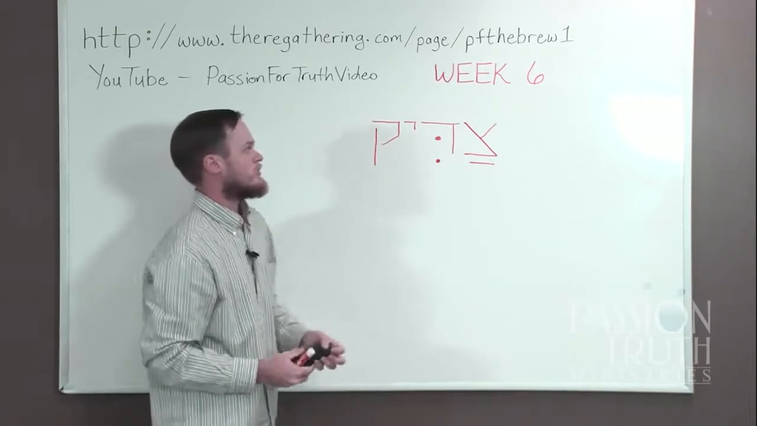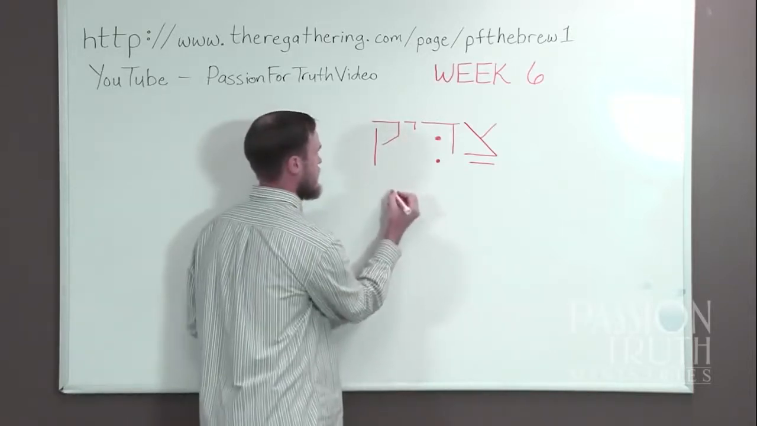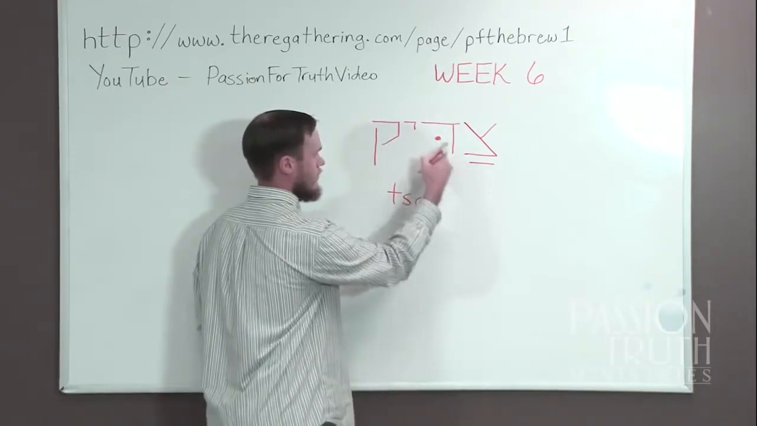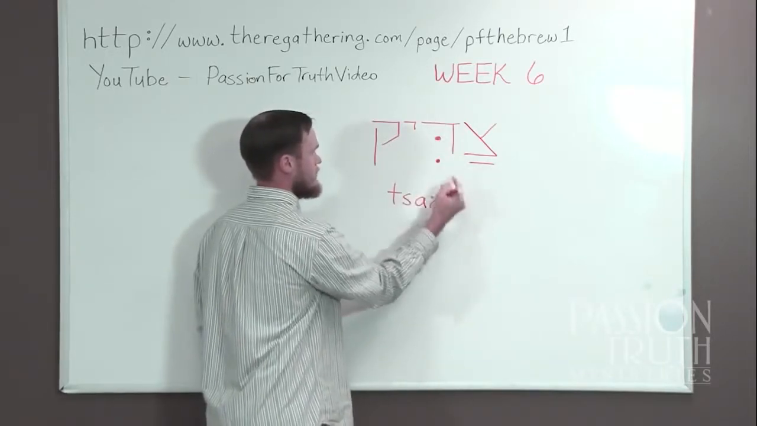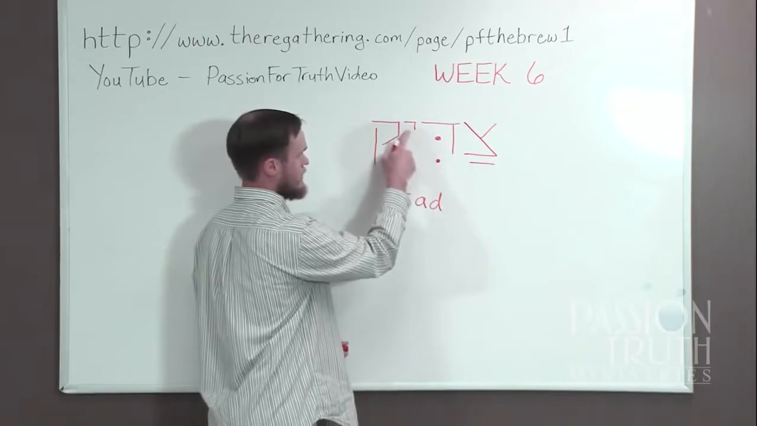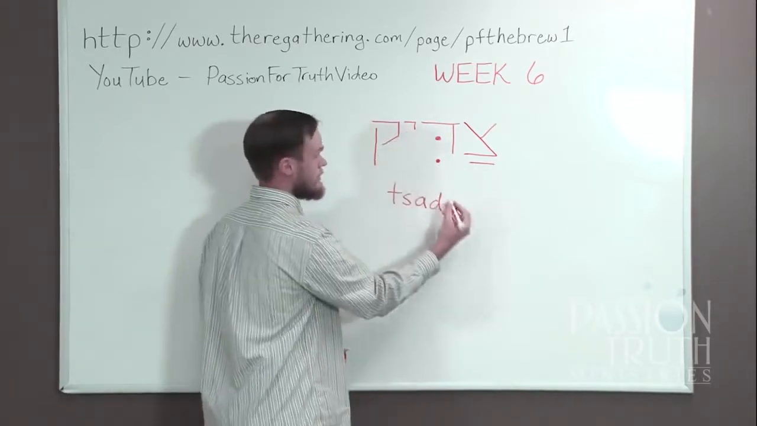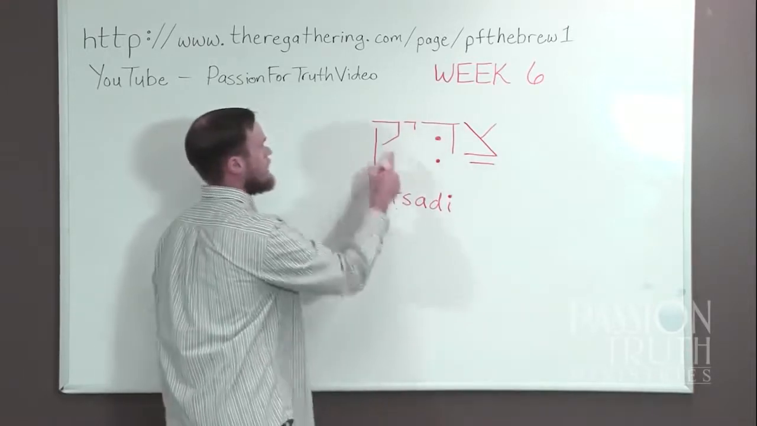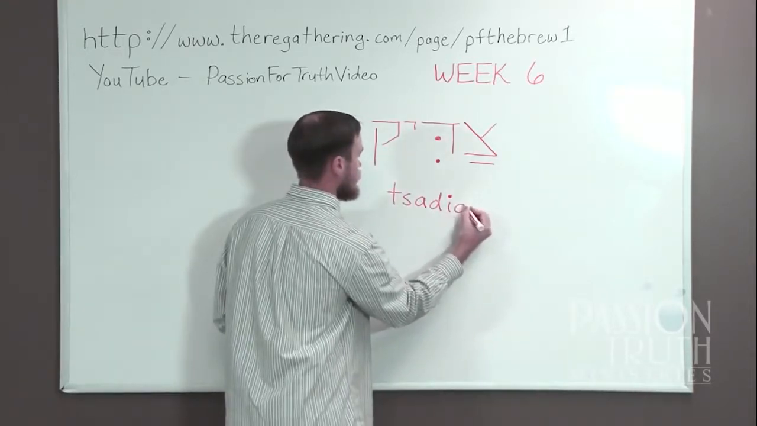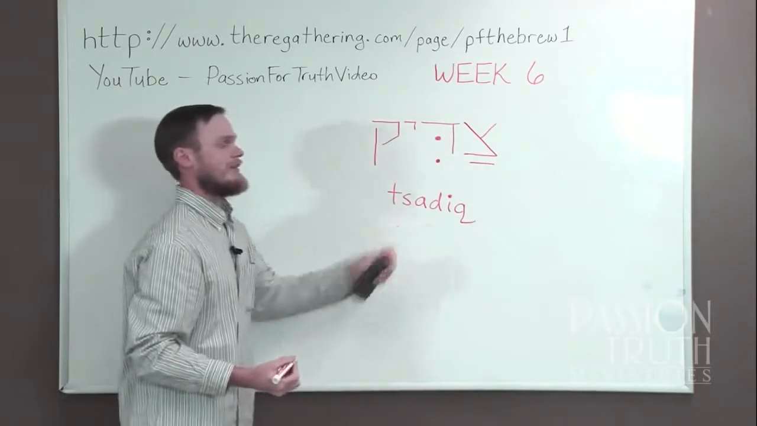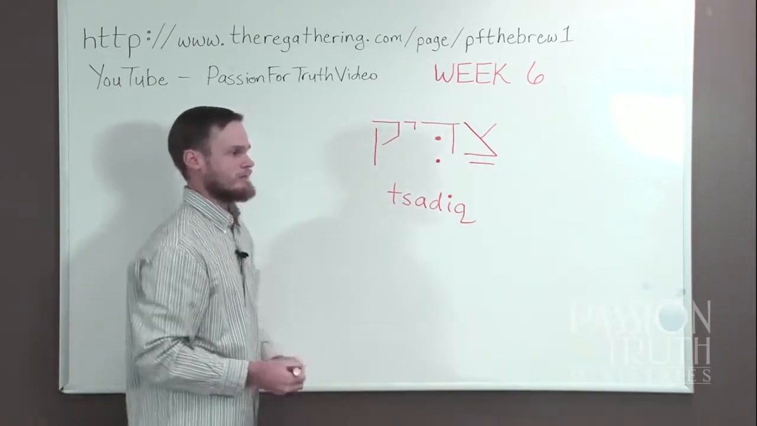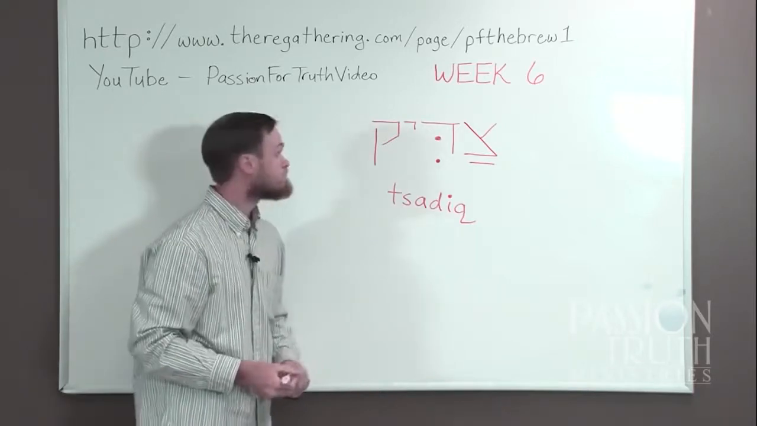And this is pronounced, got the tza of the tzadi, the a of the patach, the d of the dalet. Chirik plus yod is a long e sound, which usually is transliterated as just an i. And then the k or the q of the kuf. So tzaddik. And tzaddik is a righteous man, or a righteous one, rather. It could be a woman.